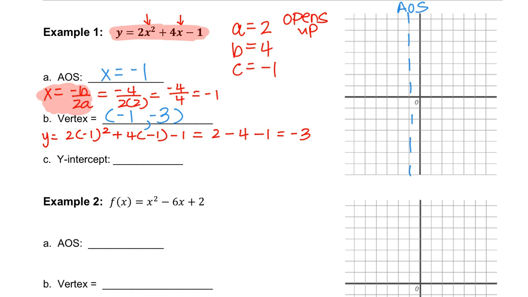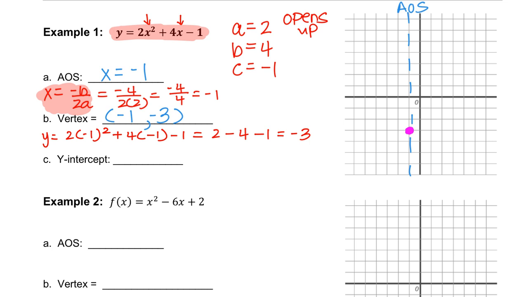So that means my vertex is at negative 1, negative 1, 2, 3, right here. So go ahead and make a point for your vertex. Your vertex should always be on your axis of symmetry. So if you've already done your axis of symmetry, your vertex will be somewhere along that line.